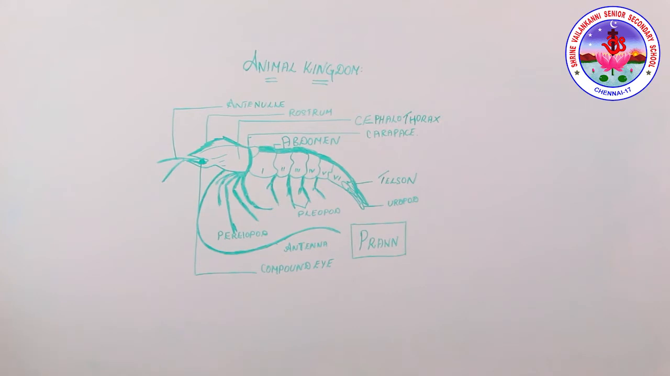The 5 pairs of swimming legs are similar. All the legs are segmented, and since the prawn has jointed legs, it is included in the Arthropoda. The 6th, or last, abdominal appendages are the uropods, or tail fin. These are very big and oar shaped. At the end of the abdomen, the pointed portion is known as the telson.